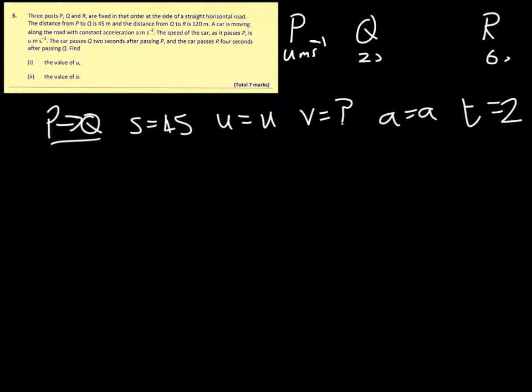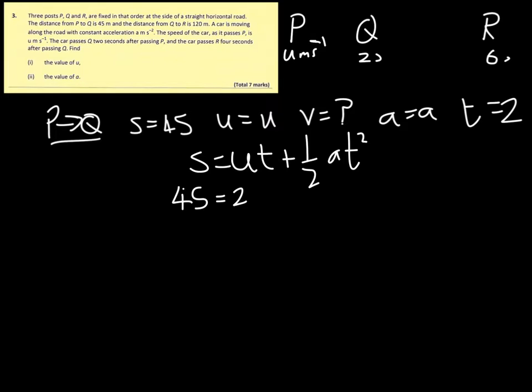And if you don't want V, you have to use s equals ut plus a half at squared. So if I put the information in there, what do we know? 45 equals 2u plus a half times a times t squared. Well, t squared will be 4, and half of 4 is 2, so that's going to be 2a. I'm going to call that equation 1.